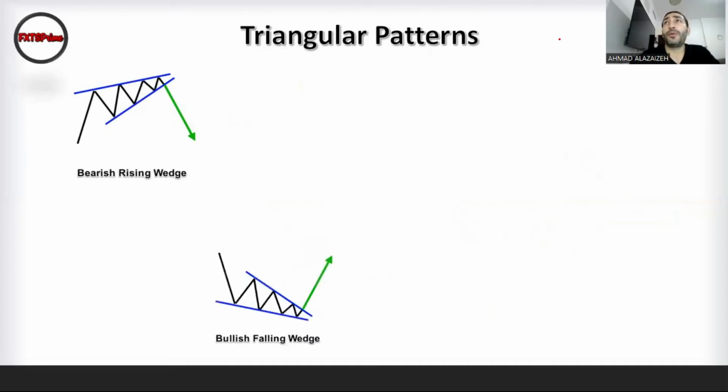Triangulars, guys, I'm going to discuss only the rising wedges and falling wedges because all the triangulars are the same. So don't worry about the name. If the line on the resistance and the line on the support form a triangle, call those patterns triangulars, okay, regardless.